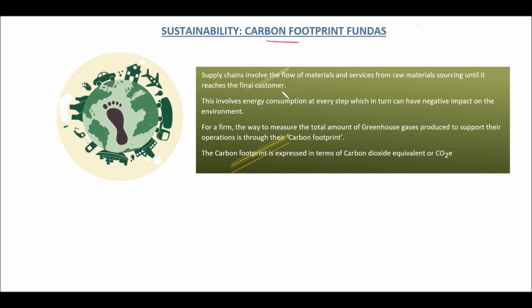Now, supply chains involve the flow of materials and services right from the raw material sourcing until it reaches the final customer. As you must have seen in my previous videos, the supply chain starts right from raw material sourcing, then goes to manufacturing, goes through the warehouse, goes to the retail, and to the final customer.